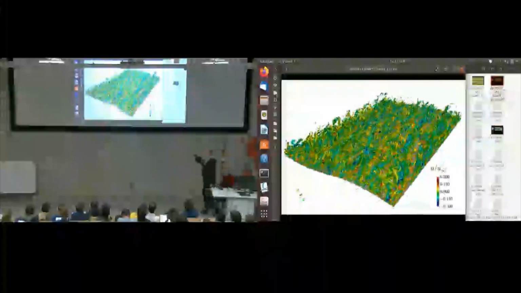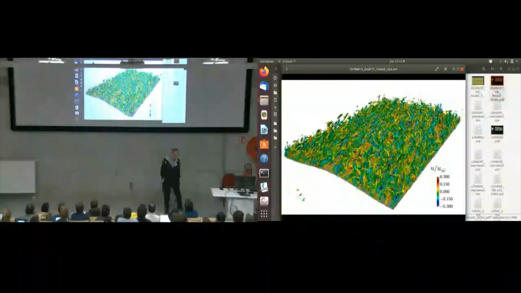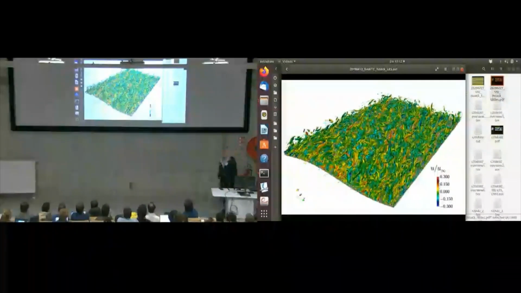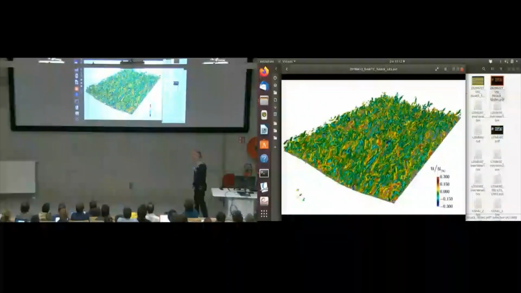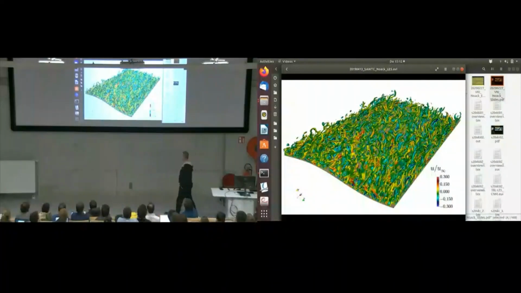Has anybody an idea what this flow is? Well, turbulent boundary layer. We have seen already the nice simulation of a turbulent boundary layer of Philipp Schlatter. This is a simulation of the Aachen group. The flow is in this direction, in x direction. You see essentially the omega isosurfaces of the omega structures color-coded with U. So a lot of these hairpin vortices or half-hairpin vortices and so on.